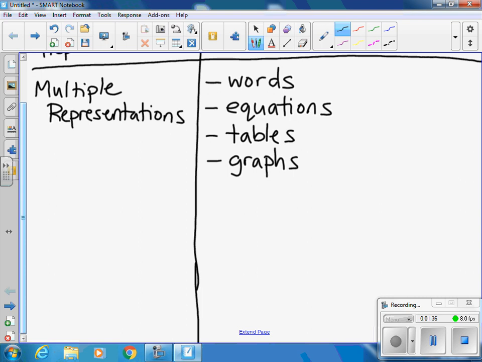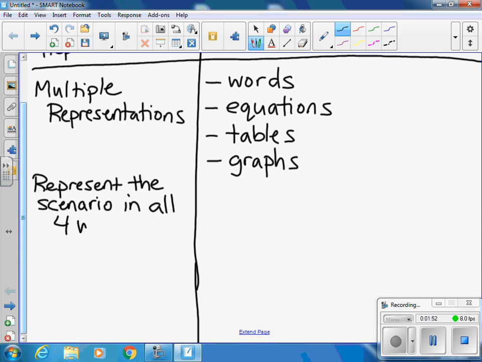All right, so the next part of your notes is going to tell you the directions, which is going to say represent the scenario in four ways. In all four ways. That means by the time we're done, we're going to use this same scenario and show how it's in words, equations, tables, and graphs, all four of those ways.